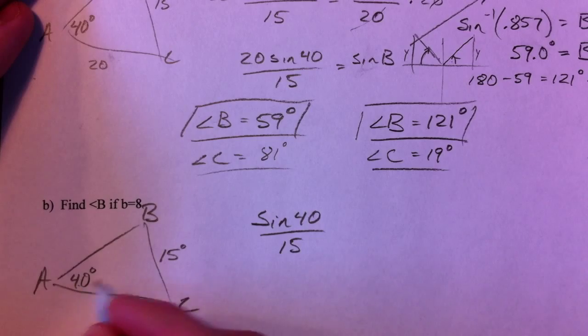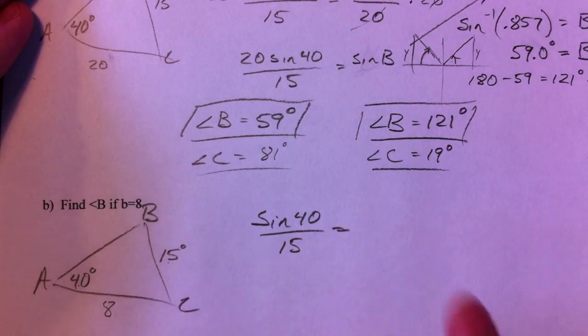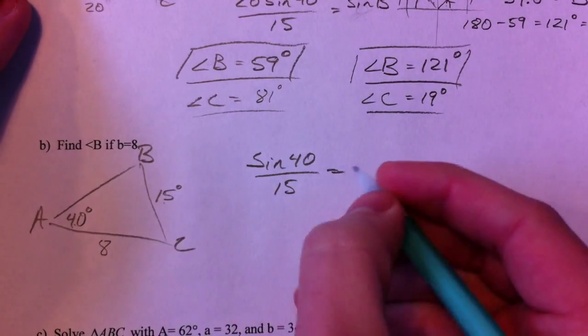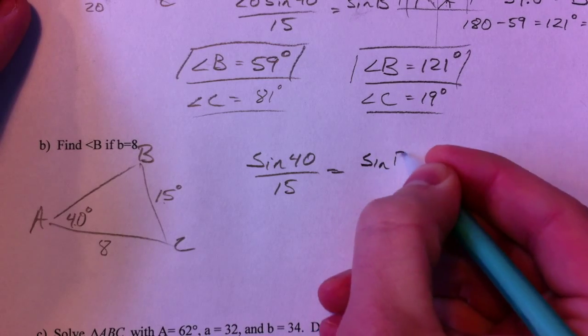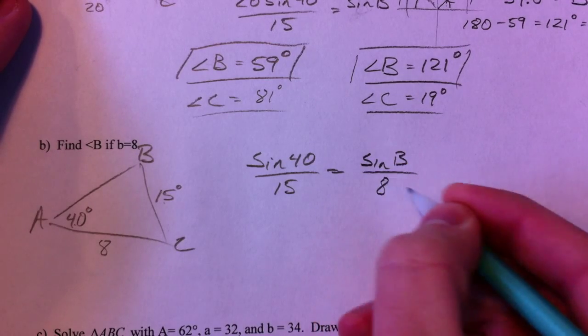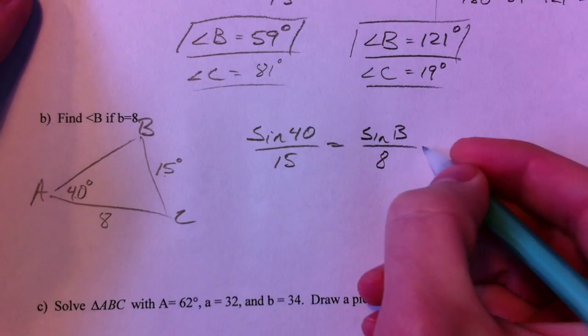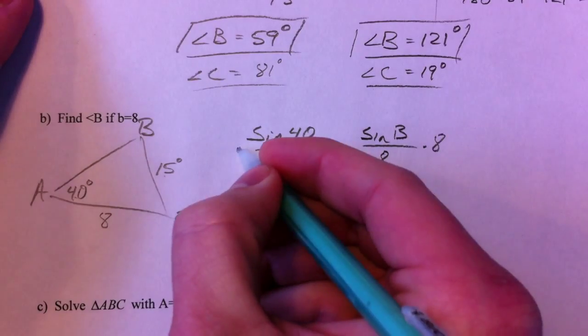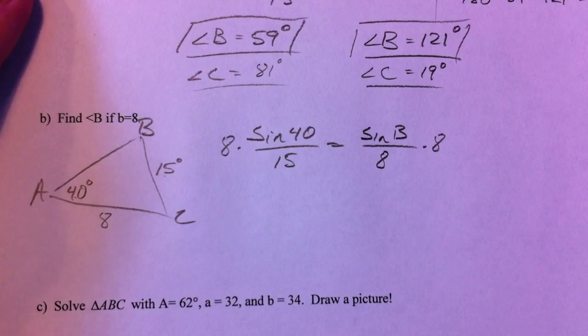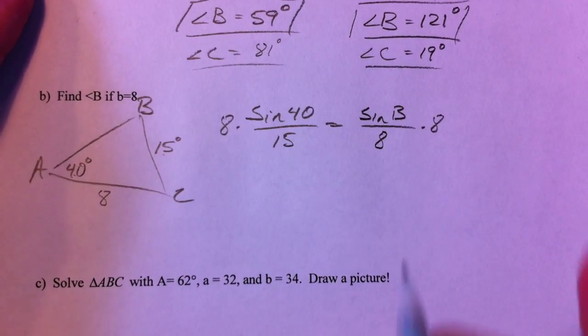15. Sine of the angle over the side equals sine of the angle over the side. And so I'm going to solve it the same way. Multiply by 8. Multiply by 8. It's the same situation, but I want to show you a different result that can happen.